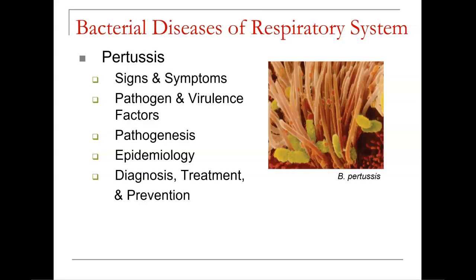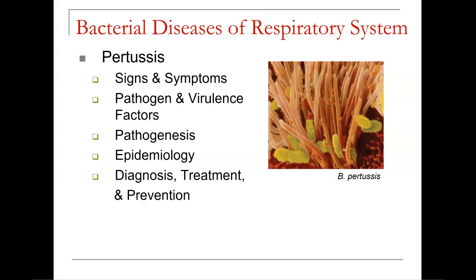Pathogenesis is the bacteria is inhaled. Then it will progress through a 4-phase process. First is going to be incubation, where the disease is going to be asymptomatic. Second, we have a catarrhal phase. This is going to last 1 to 2 weeks, where symptoms are going to be similar to the common cold. Third, you're going to have a paroxysmal phase, and that's going to last 2 to 4 weeks, where you end up with whooping cough starting.